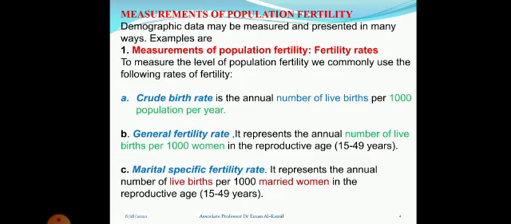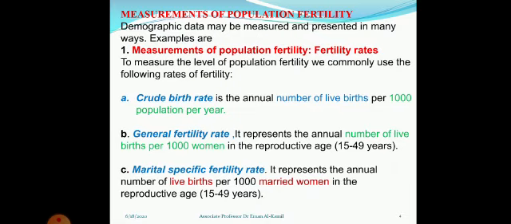To be more specific, another indicator is used, such as the general fertility rate, which represents the annual number of live births per thousand women in the reproductive age group, at the age 15 to 49. Some books mention the age 15 to 45 years.